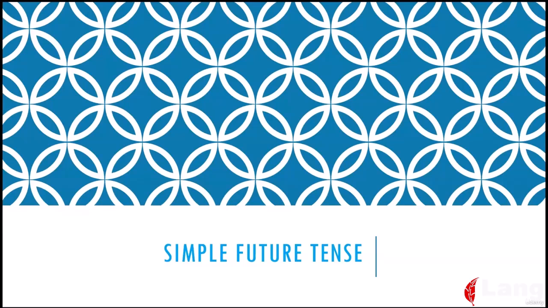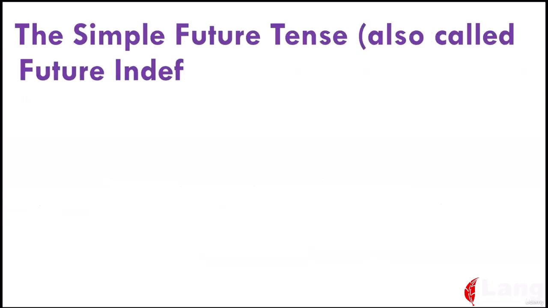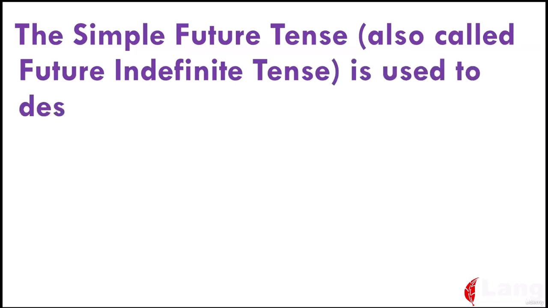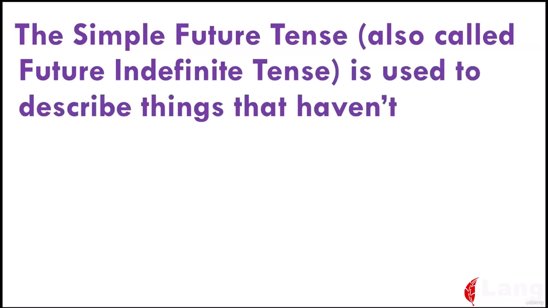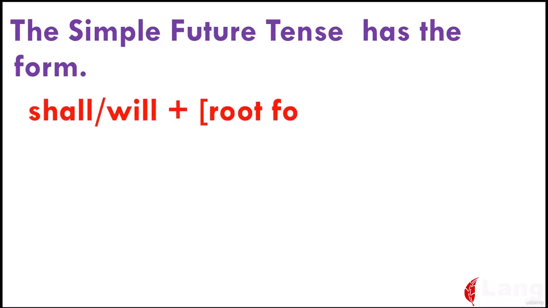In this lesson, we will discuss what is simple future tense. The simple future tense, also called future indefinite tense, is used to describe things that haven't taken place yet. The simple future tense has the form shall or will plus root form of the verb.